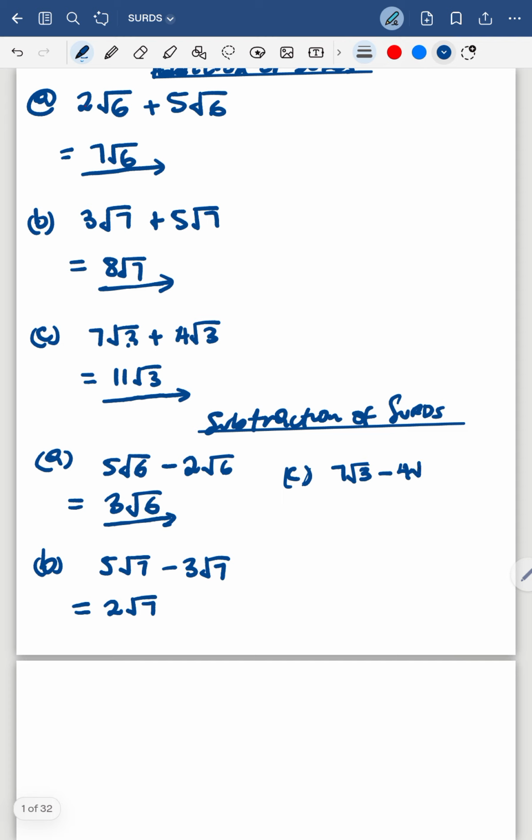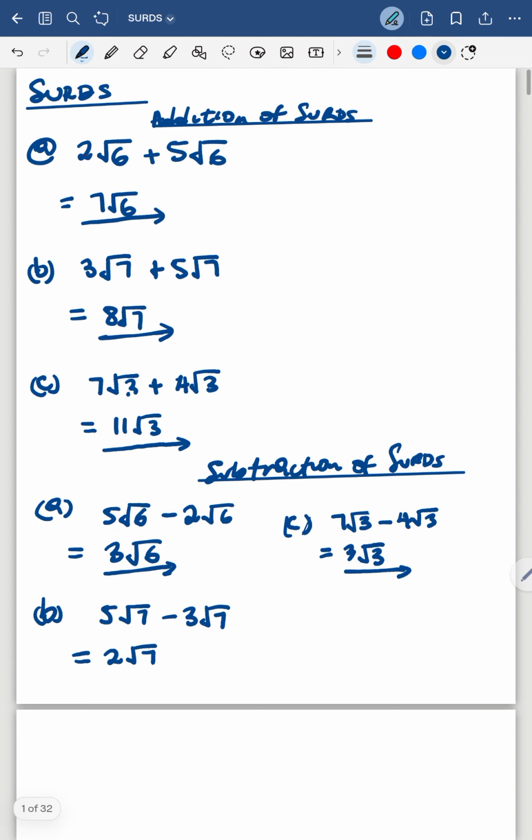Okay, 7 root 3 minus 4 root 3. Then 7 minus 4, it's going to be 3 root 3. This is the answer. So this is how we deal with like terms. In addition and subtraction it is the same thing. So this is how you deal with them.